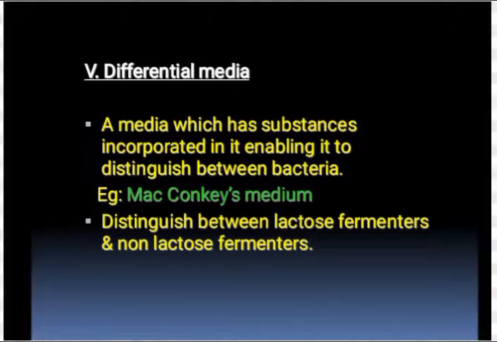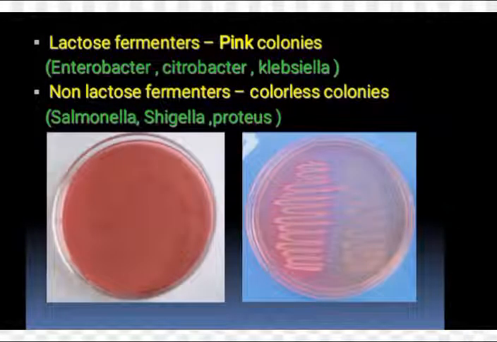Fifth type of special media is differential media. A media which has substances incorporated in it, enabling it to distinguish between bacteria, is called differential media. An example of differential media is MacConkey's medium, which can distinguish between lactose fermenter bacteria and non-lactose fermenter bacteria. As you can see in this slide, lactose fermenters have pink colonies, while non-lactose fermenters have colorless colonies.